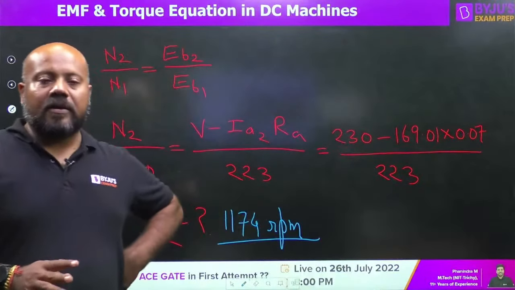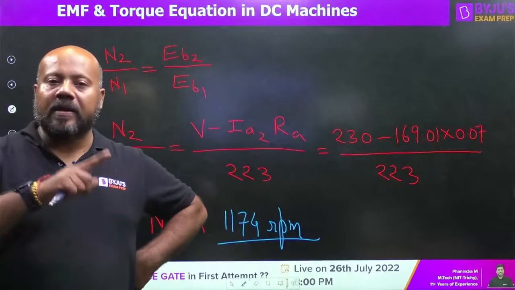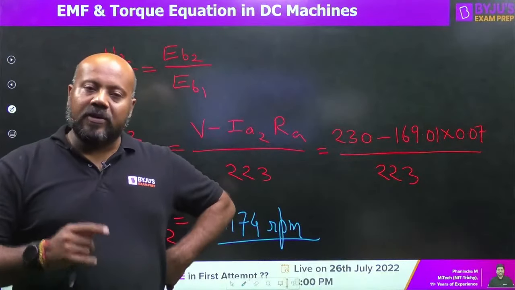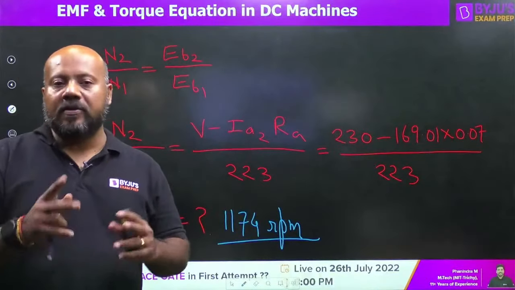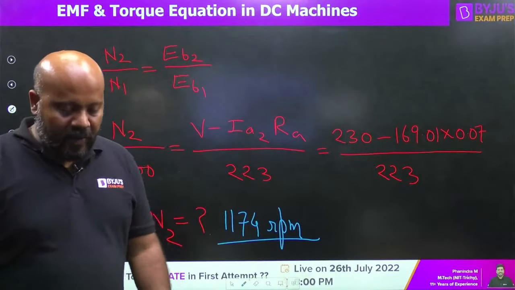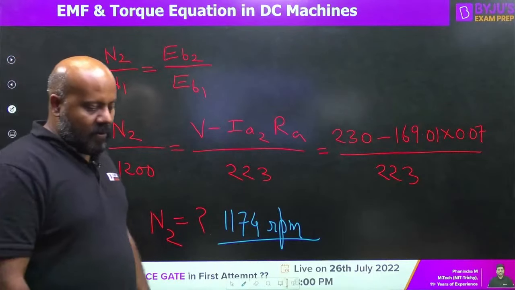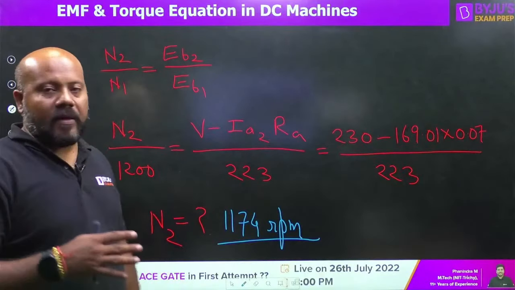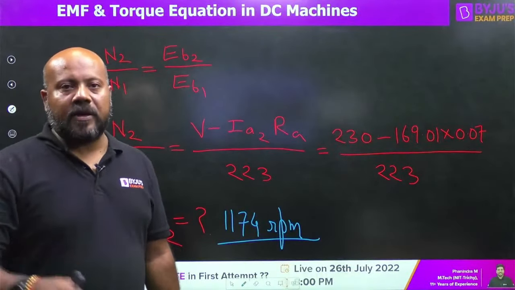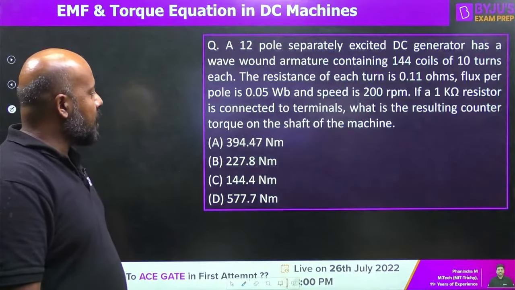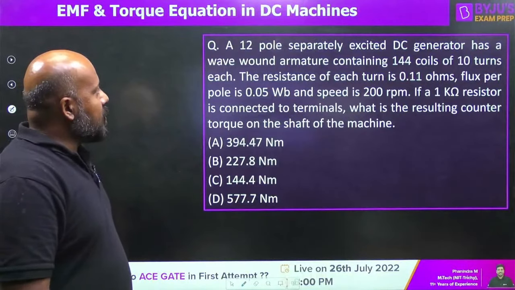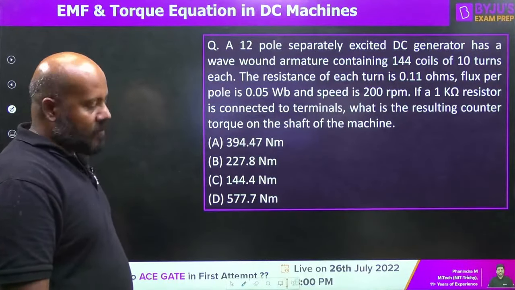Torque is mentioned. With the help of torque, we are finding the armature current. By using the armature current, you can find the back EMF. You know the back EMF in both the cases, you can relate the speed and you can find it very easily. One of the most usual questions you can see in any examination when a question is going to be asked from DC machine. See the next question.